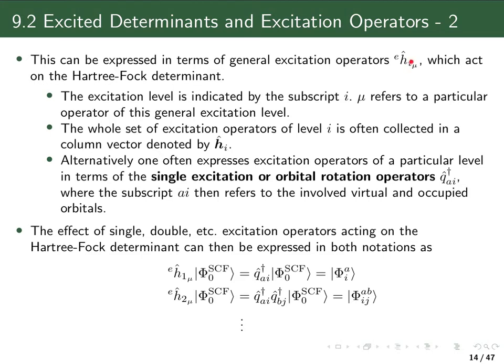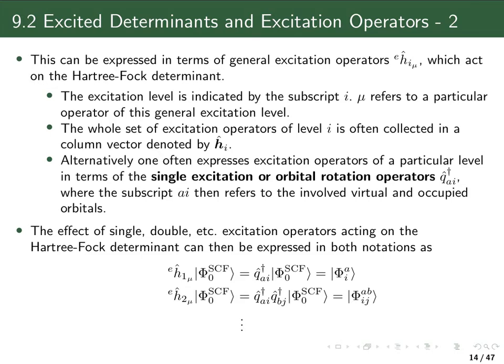And the subscript indicates how many orbitals are replaced, which means the excitation level. So it would be singly, doubly, triply, and so forth. And the mu is just the index for identifying the particular excitation which has to be carried out. And sometimes we will denote the whole set of these operators, which you can put in a vector. So we collect them in a column vector and identify them then by the bold E, identifying that this is a vector.